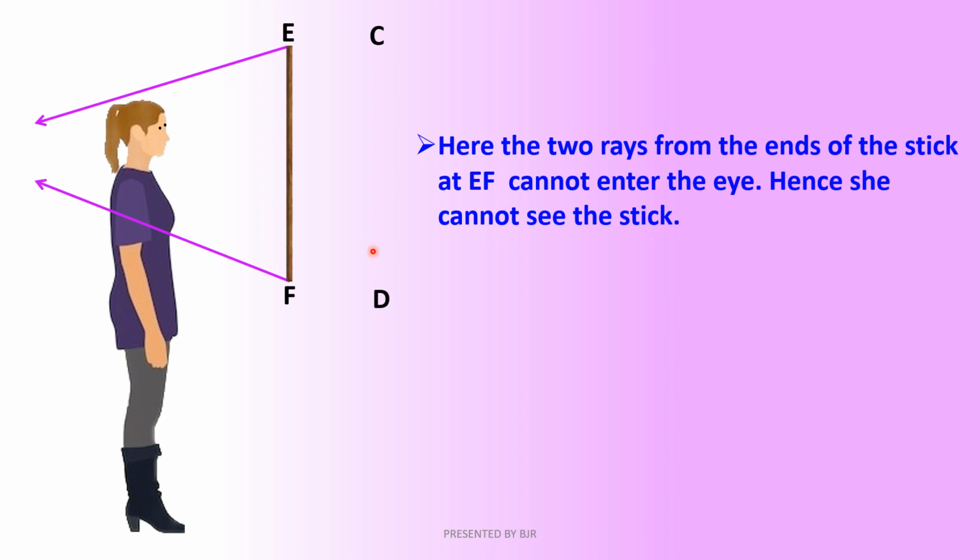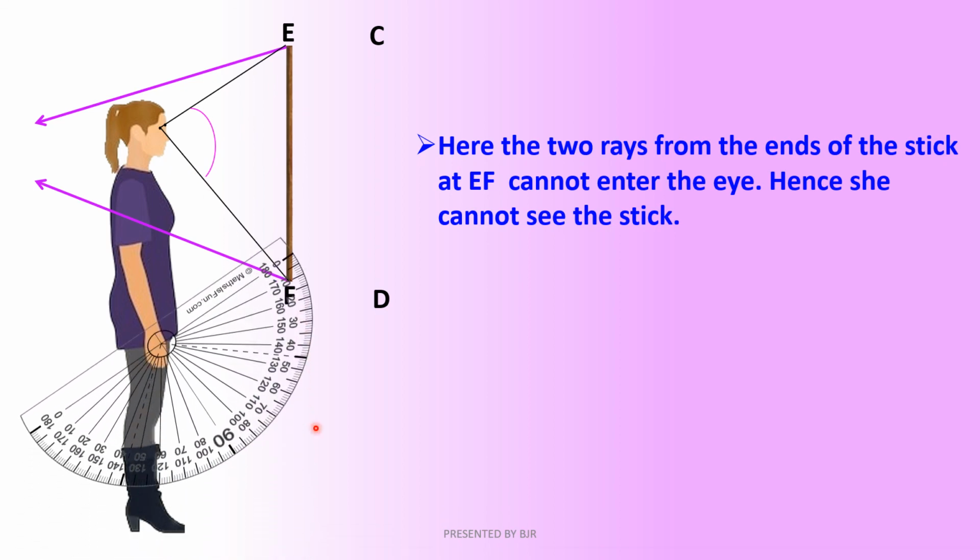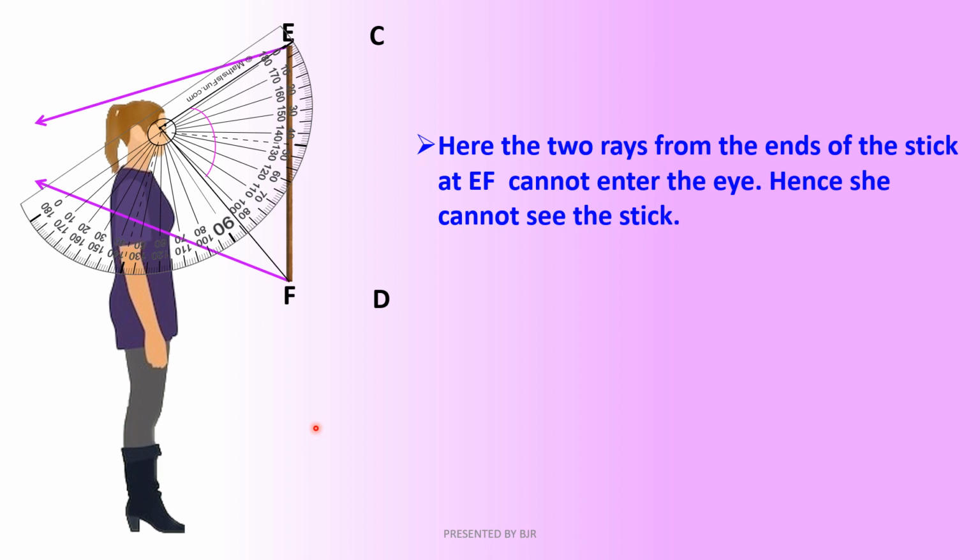Okay, so this stick is making an angle more than 60, definitely. Let us measure the angle made by the stick at her eyes. To measure the angle made by the stick at her eyes, we have to draw the two line segments from the two ends of the stick. Here is one line segment, here is another line segment. Here is the angle made by the stick. This is the angle the stick is making here. Let us measure it. It is some 84 degrees.